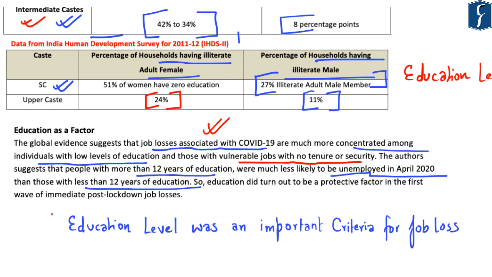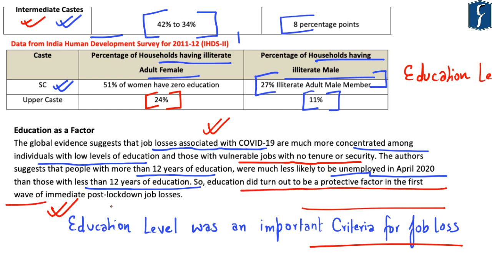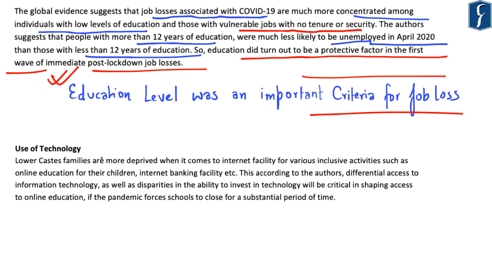So the authors have highlighted that the education level of individuals was an important criterion for job loss, and especially people who had low levels of education were more vulnerable to job loss due to the COVID pandemic. So overall, the author says that education did turn out to be a protective factor in the first wave of immediate post-lockdown job losses. Further, with respect to access to technology, the author says that lower caste families are more deprived when it comes to internet facility for various inclusive activities such as online education for the children, internet banking facility, etc.